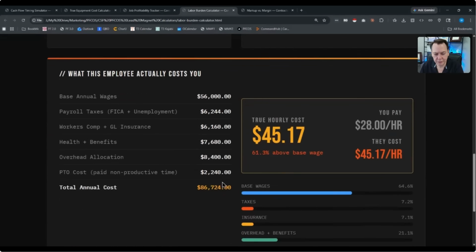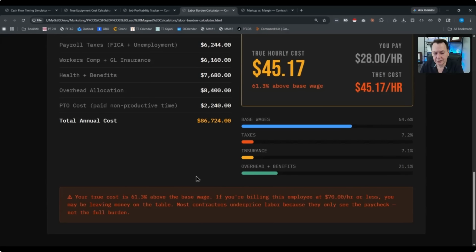The idea is, we've got some kind of running number. If you're not capturing it in your labor calculation, your markup on your labor, that overhead has got to be covered somewhere. We've also talked about that with Profit First, with operating expenses, the way I look at it from a cash standpoint. But in this case, your true cost is 61.3% above your base wage rate. You actually could be leaving a lot of money on the table.